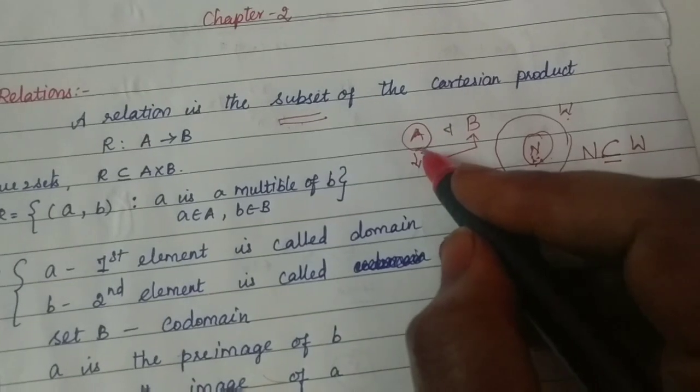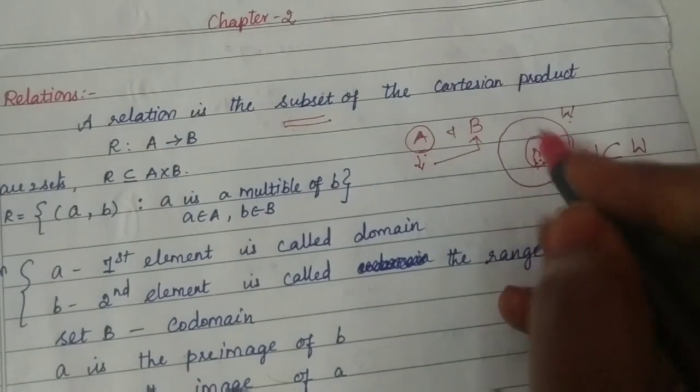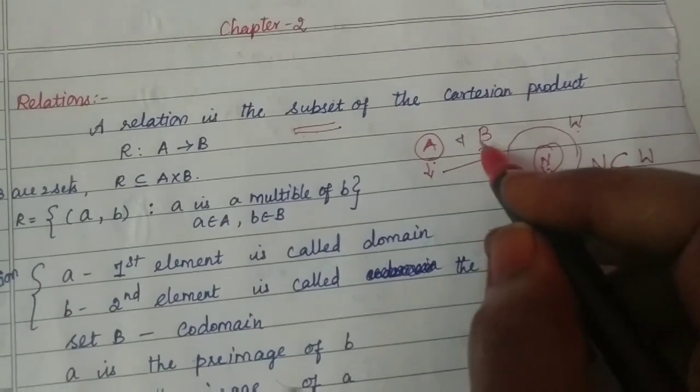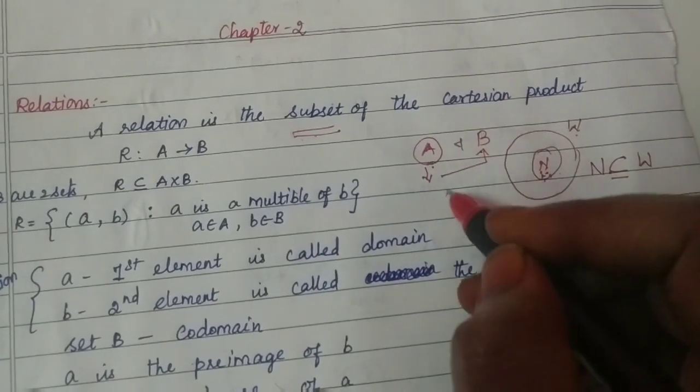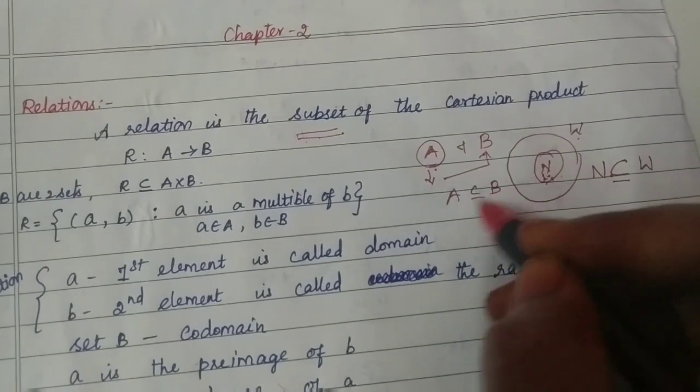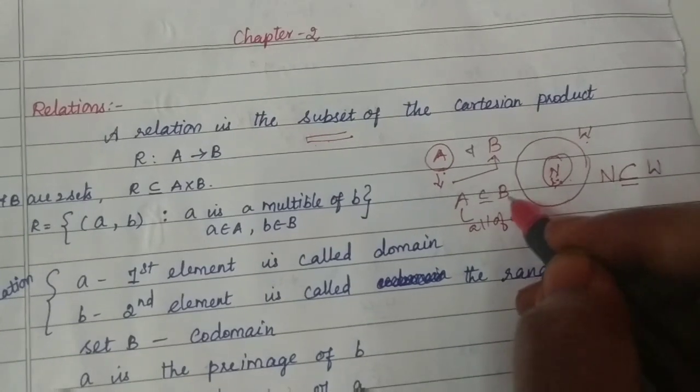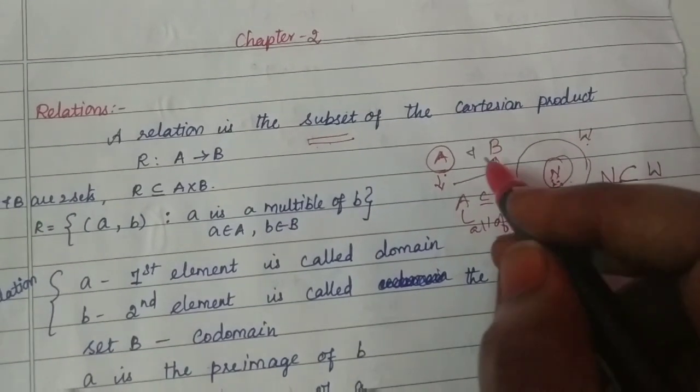Now let us consider the sets A and B, like the numbers which you know already. Here we are assuming a set A and a set B. If A is said to be a subset of B, then all the elements of A should be there in set B. Only then it is called a subset.